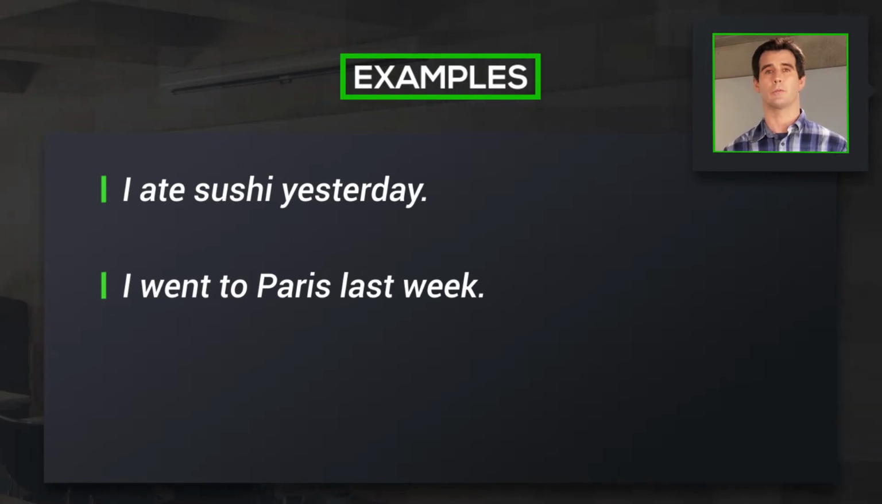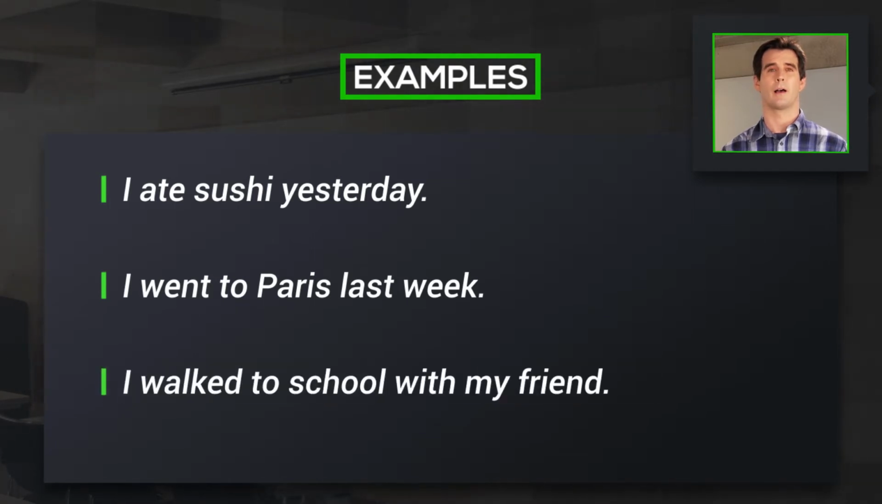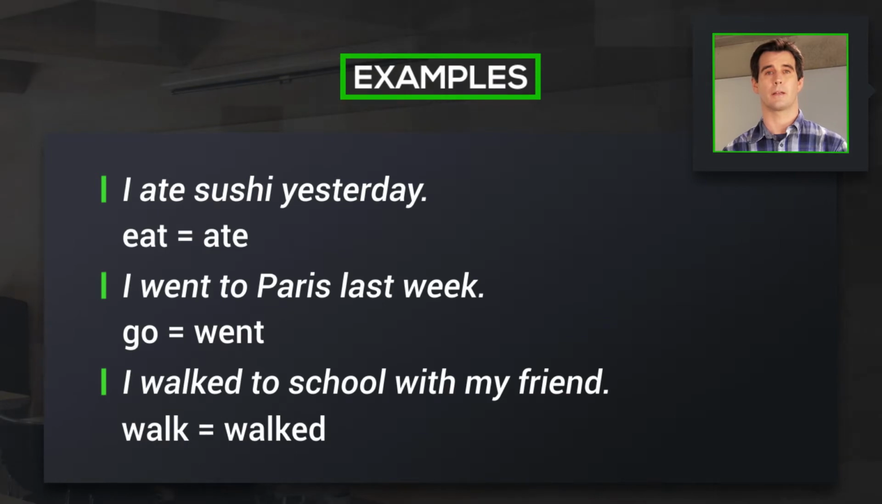I went to Paris last week. I walked to school with my friend. It is very easy to make these sentences. Just add the past tense form of the verb to the sentence. In our examples, we can see that the past tense of eat is ate, go is went, and walk is walked.